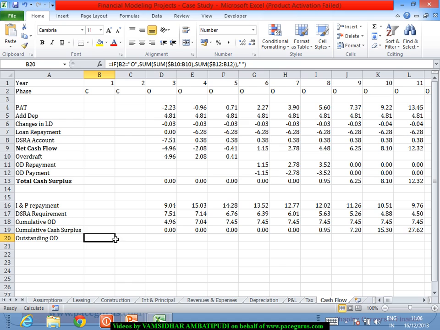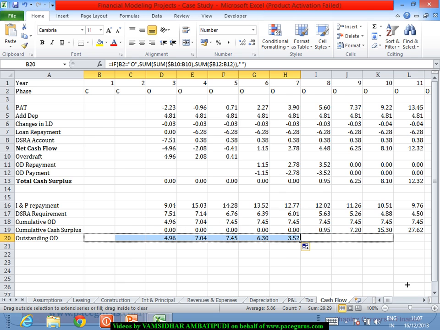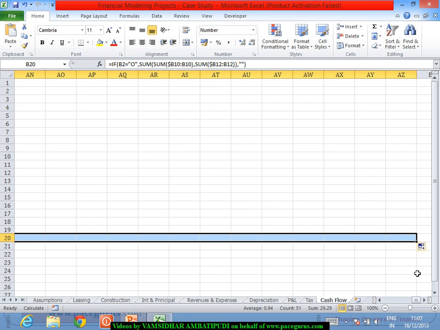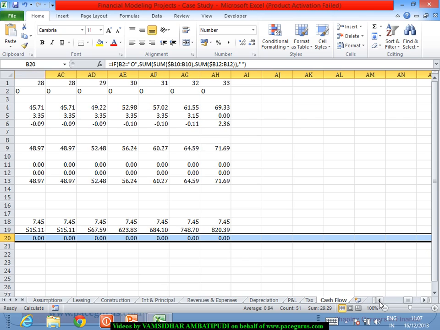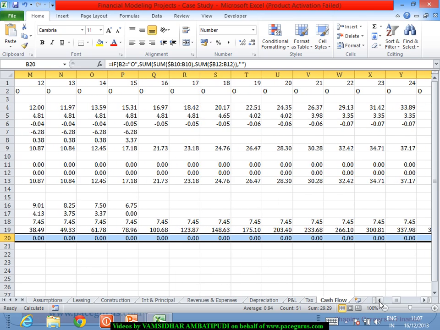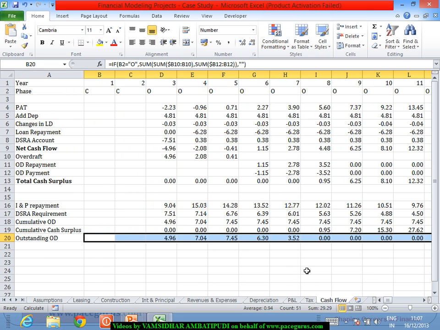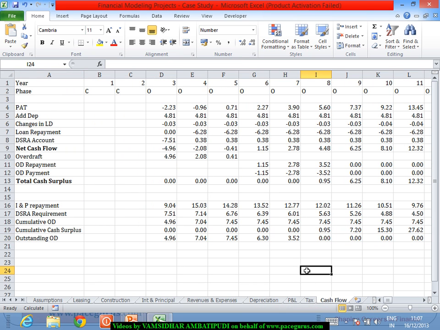So the outstanding ODs for me at the end of this year are 4.96, 7.04, and finally from the next year onwards the outstanding is 6.3, 3.5. Or I could have done the cumulative OD minus whatever has been repaid. Whatever formula you put, this is sufficient for us. So I'll very well handle that these are the outstanding ODs for each of the periods. Now, the numbers that will get in now, I'll go back to my P&L.